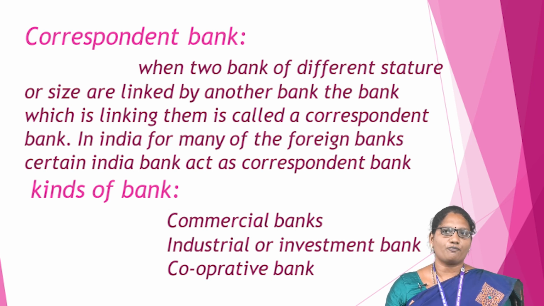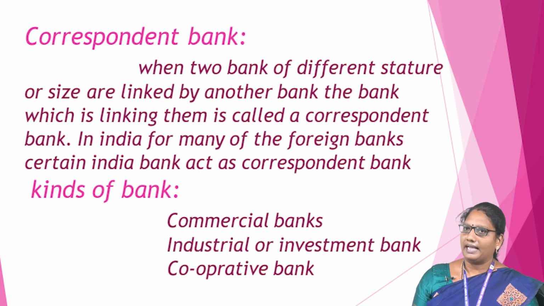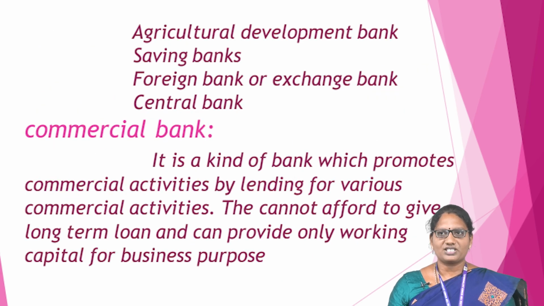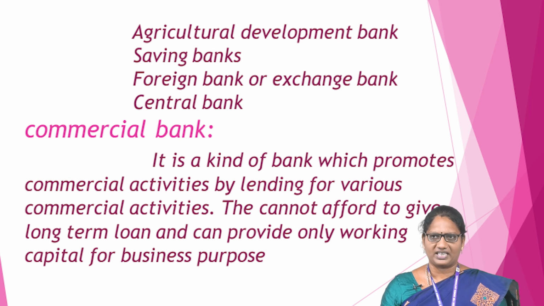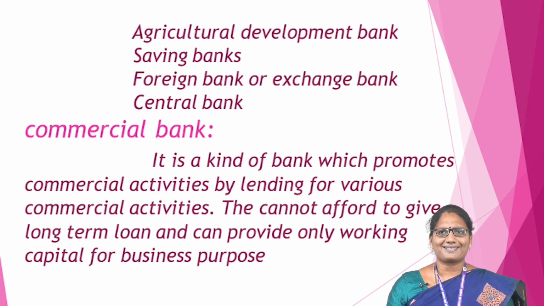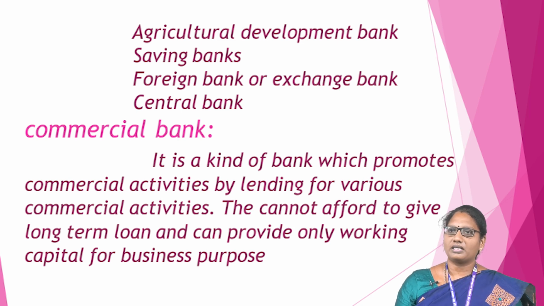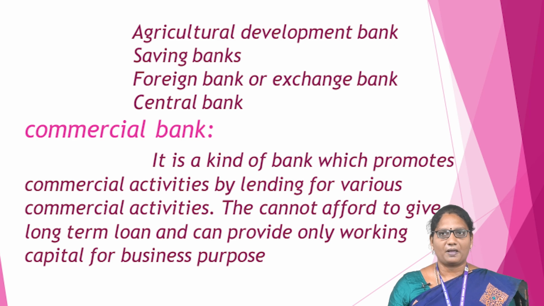Next one, kinds of bank. So kinds of banks: first one is commercial bank, and then industrial or investment bank, cooperative bank, agricultural development bank, savings bank, foreign or exchange bank, central bank. Commercial bank is a kind of bank which promotes commercial activities by lending for various commercial activities. They cannot afford to give long-term loans and can provide only working capital for business purposes.